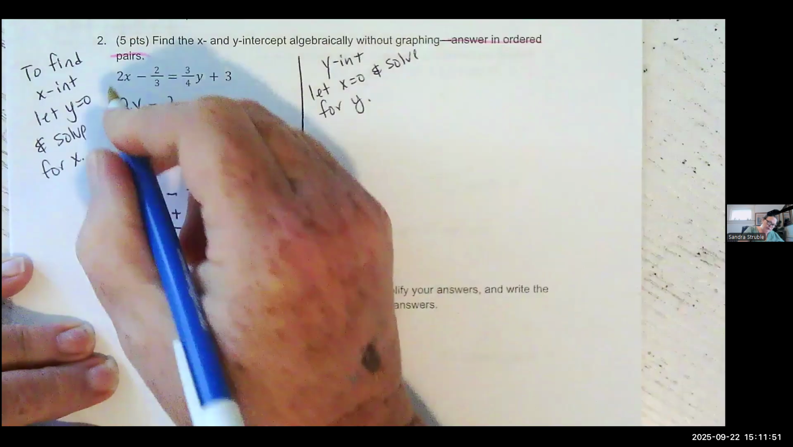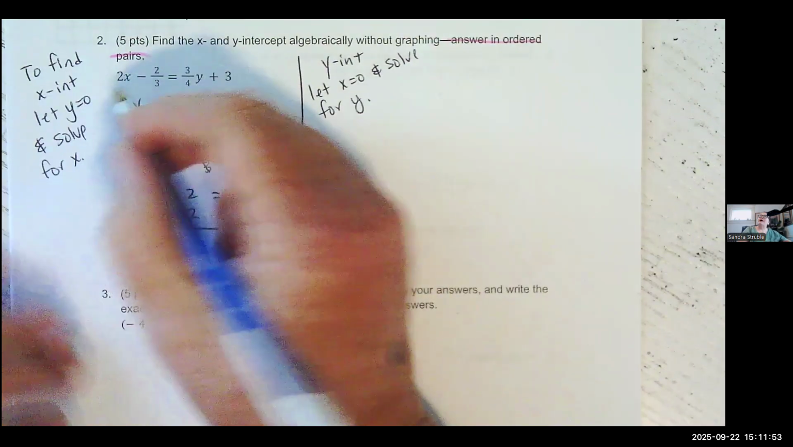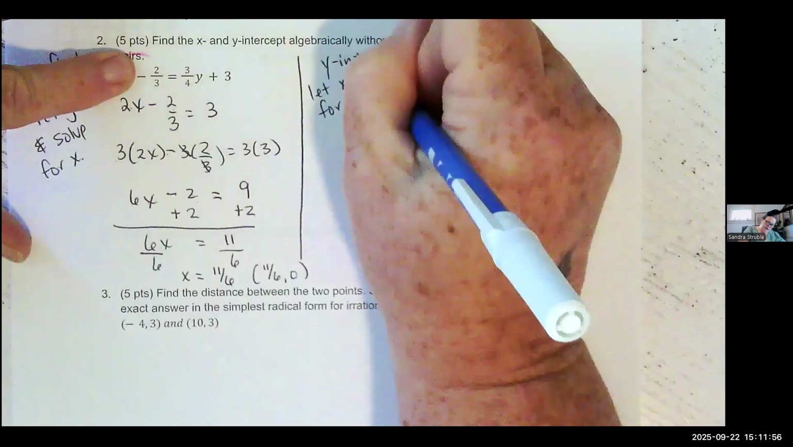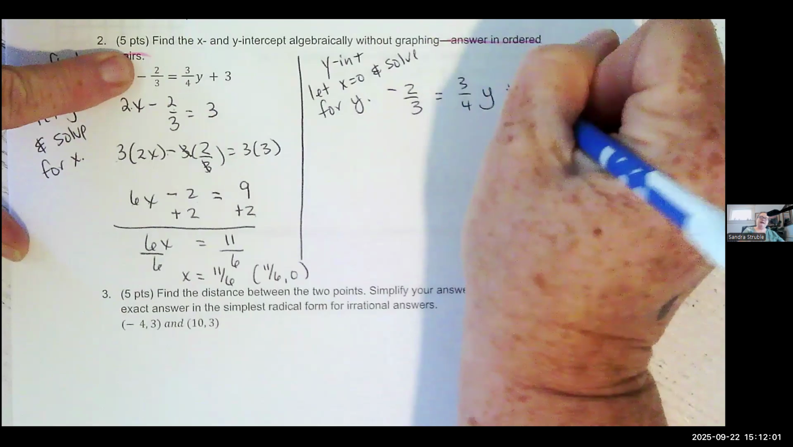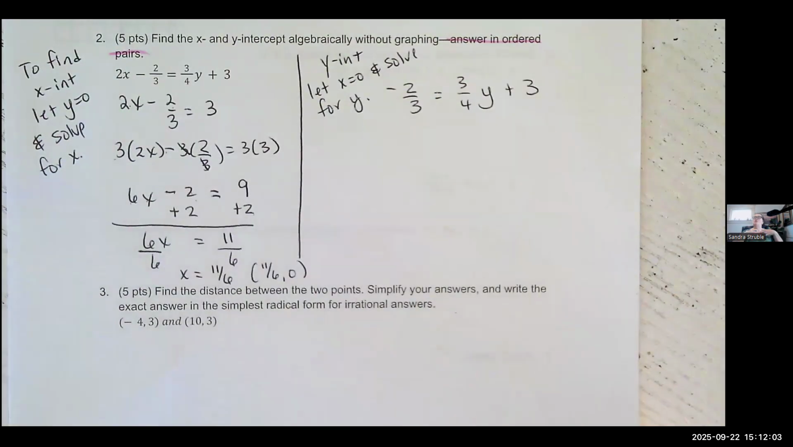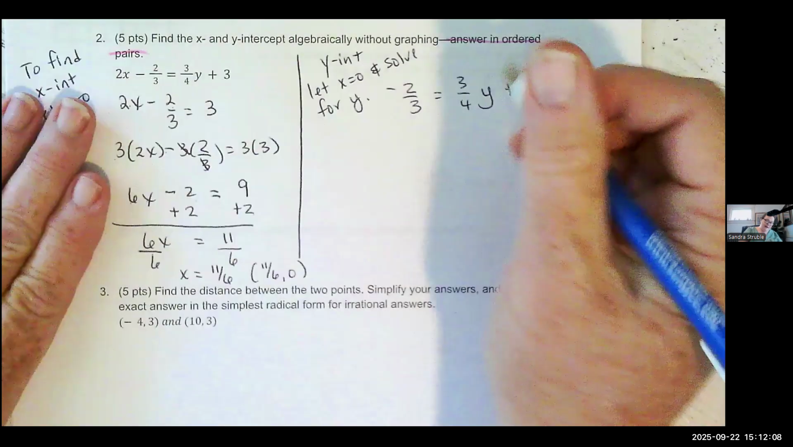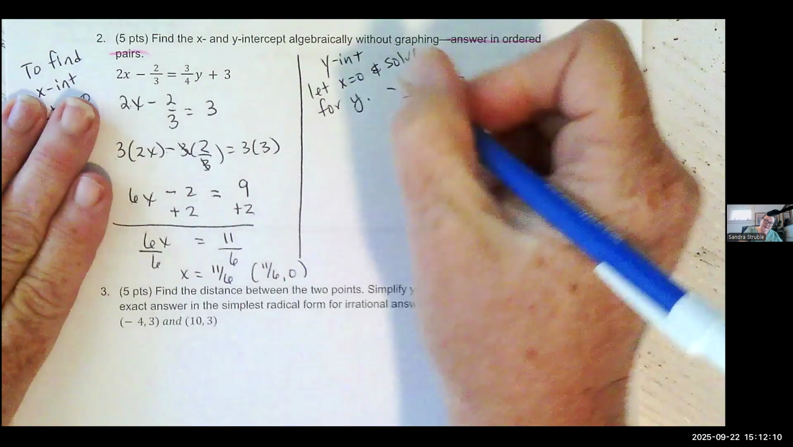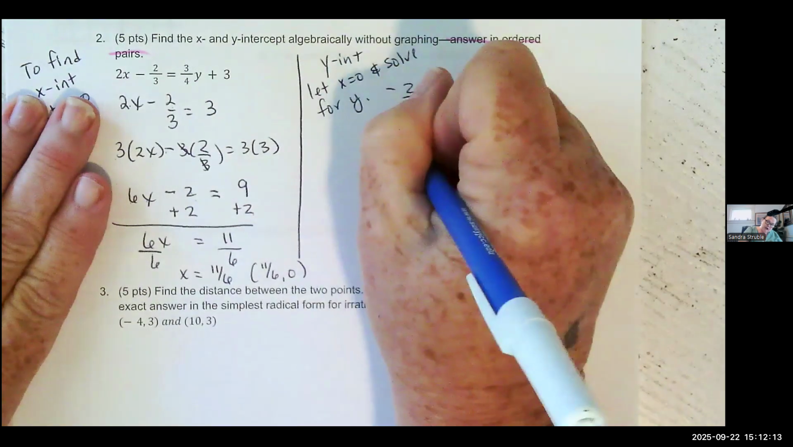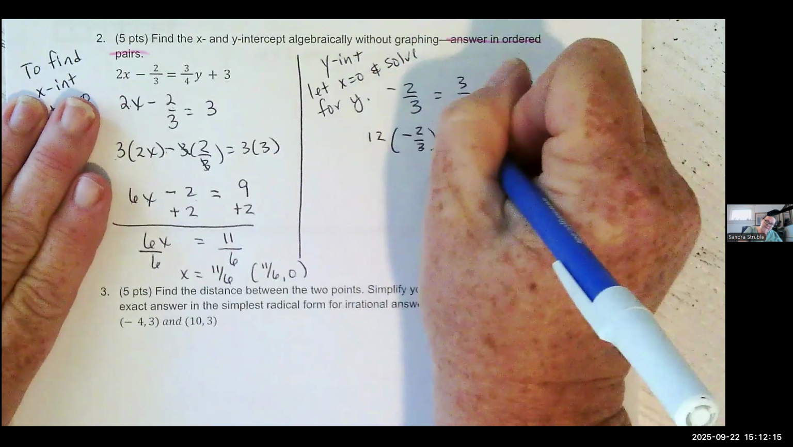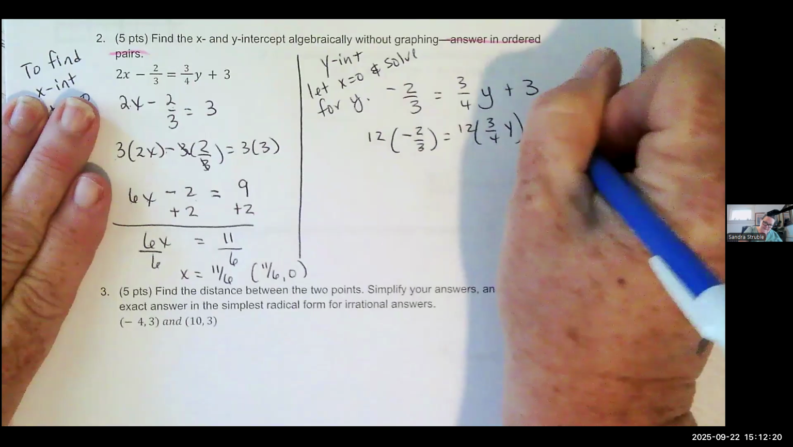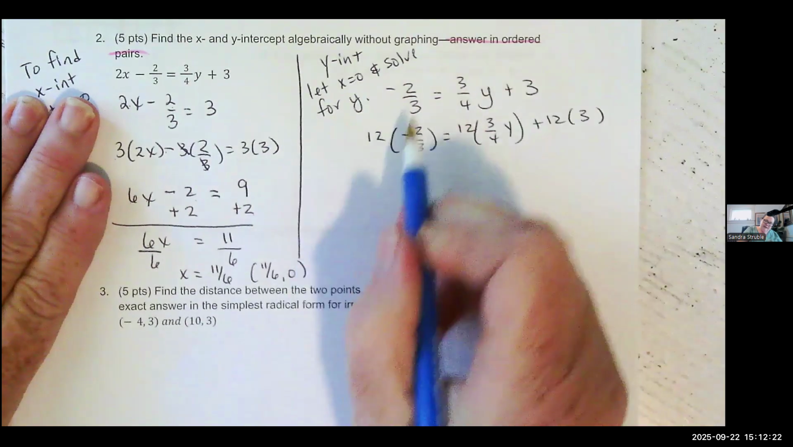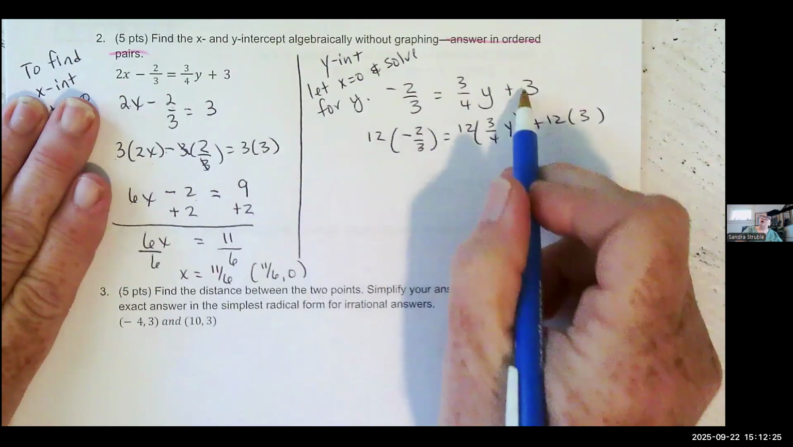All right, so 2 times 0 is 0, so I'm not even going to write the x version. So -2/3 is equal to 3/4 y plus 3. Again, with the fractions, what would be your common denominator? 3 times 4 is 12, and that's the only thing that you need to worry about at that point. So 12 times each and every term.